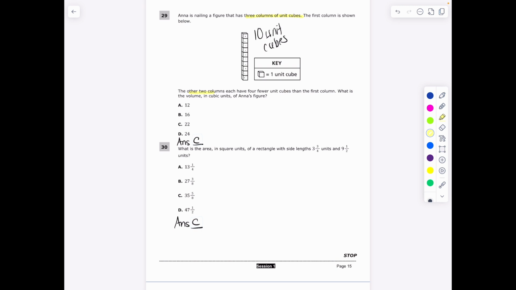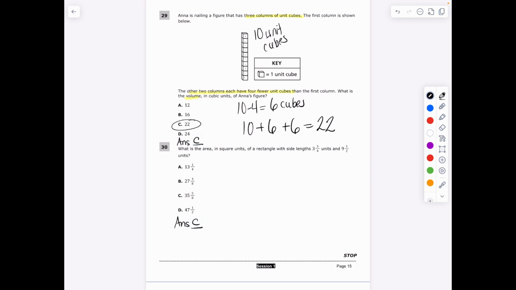The other 2 have 4 fewer cubes than the first. So, all right, 10 and 4 fewer just means minus 4. So the other 2 have 6 cubes. What is the volume of her figure? Well, the first one has a volume of 10 units. So 10 plus 6 plus 6, and that's going to give me 22.